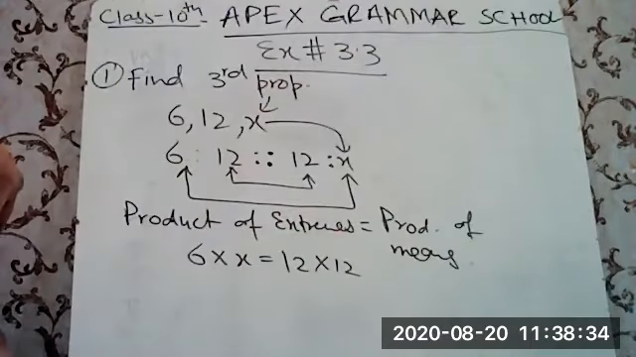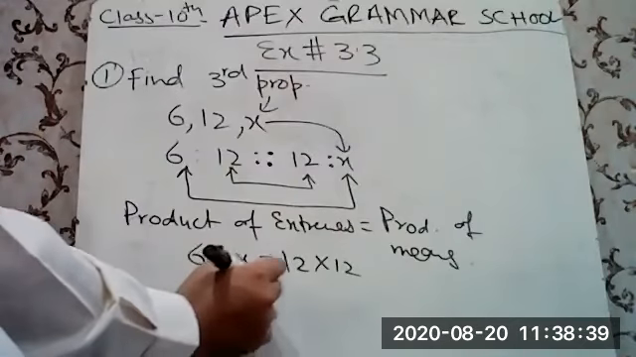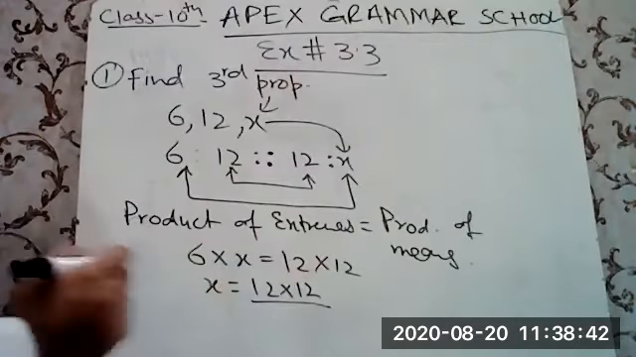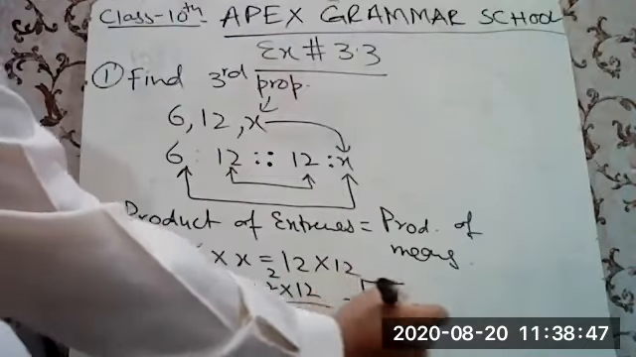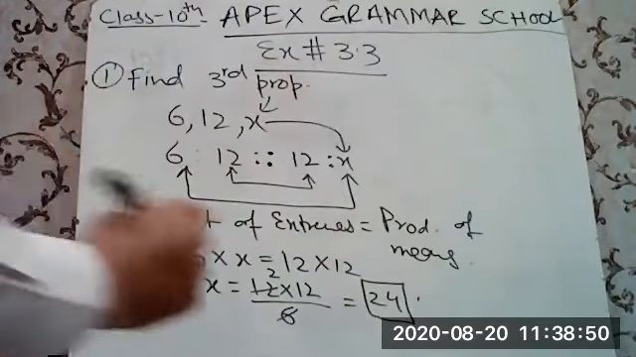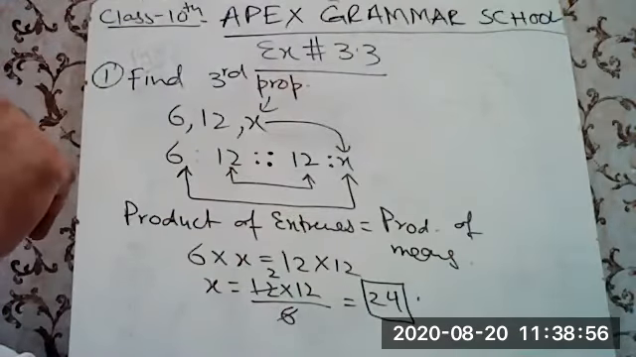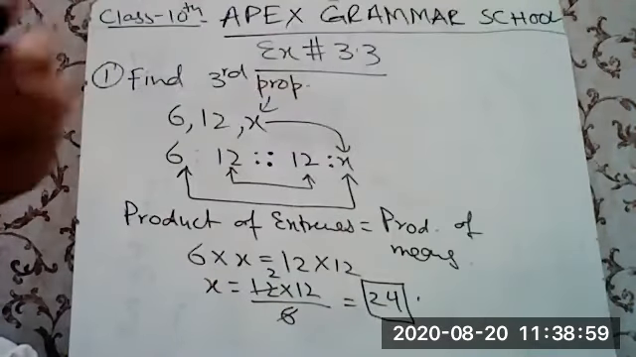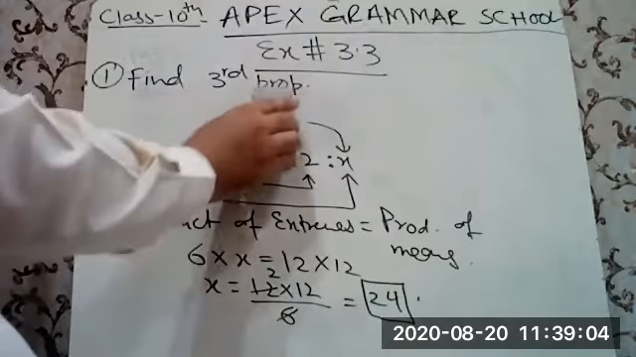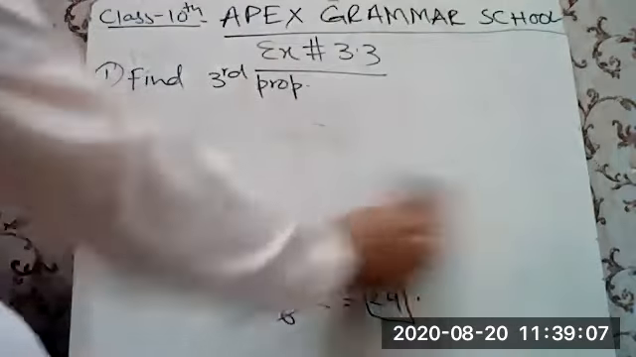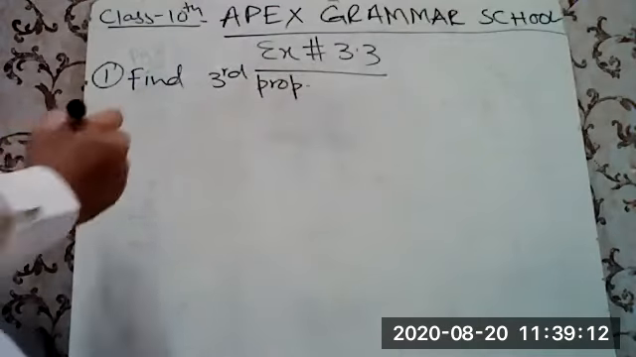Now we need to find the value of x, so 6 will be divided on the other side. x is equal to 12 multiplied by 12 divided by 6. So 6 ones are 6, 6 twos are 12, 12 twos are 24. You are left with the answer 24, and that's it. This is how we find the third proportion. Now the second part is quite similar to the first part, the same method.